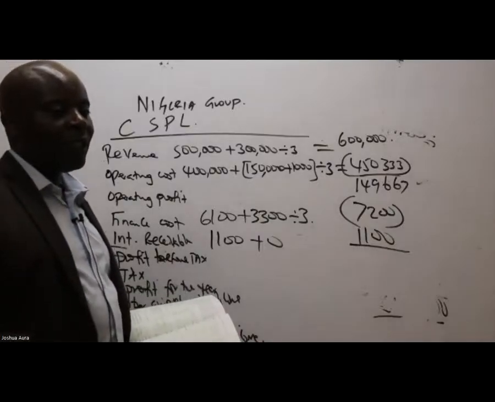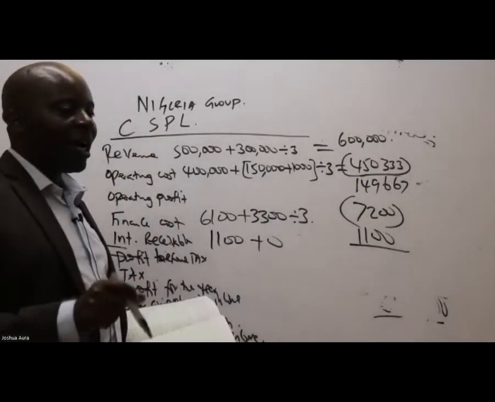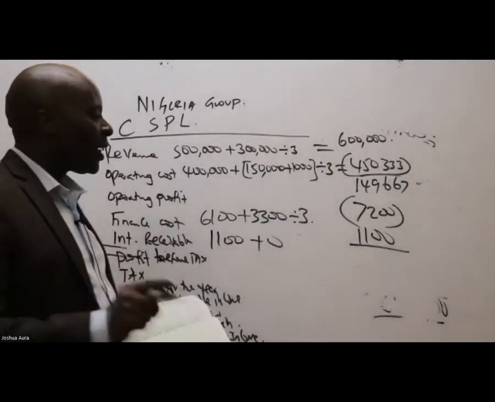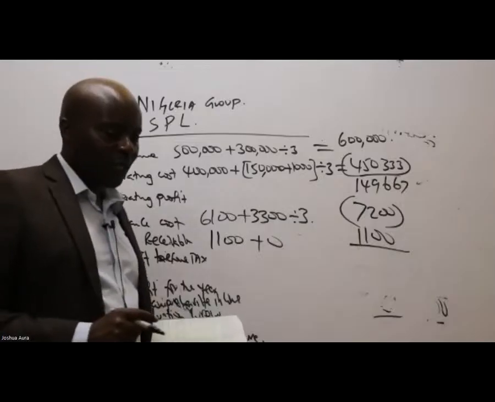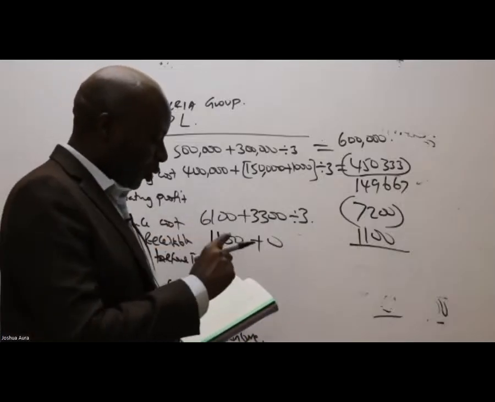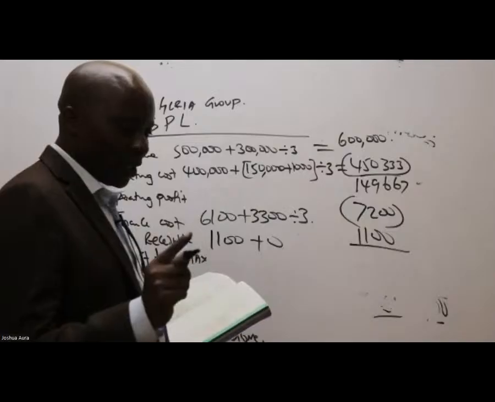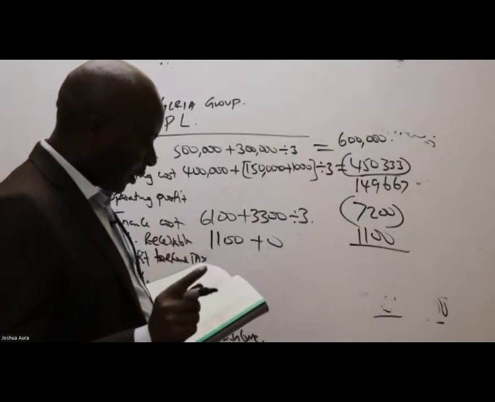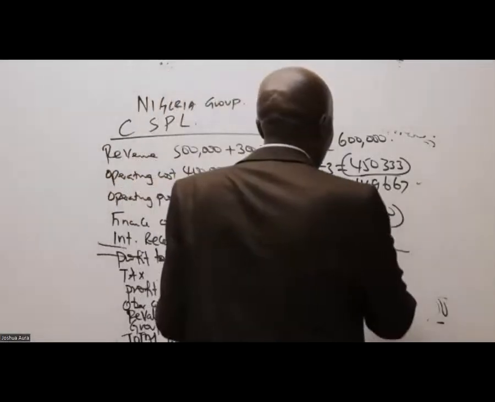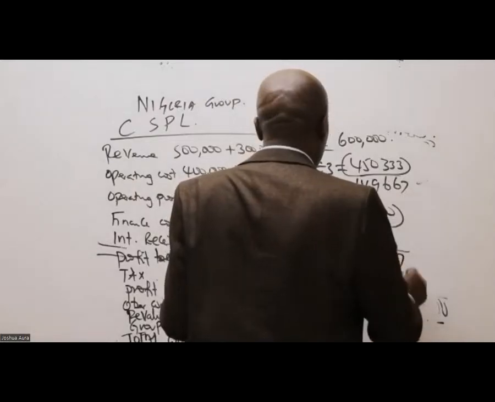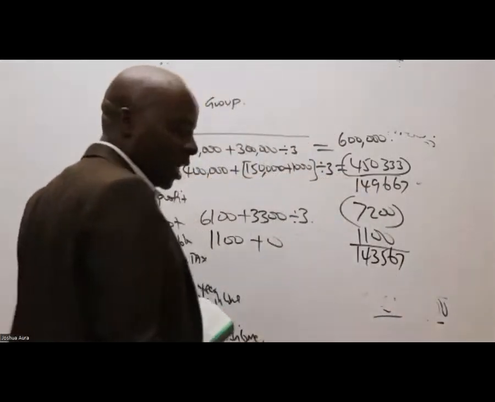For those of you who did this exam last semester and failed, I'm so sure you misinterpreted this question of foreign subsidiary so seriously. 143,567. And then we have now the tax.